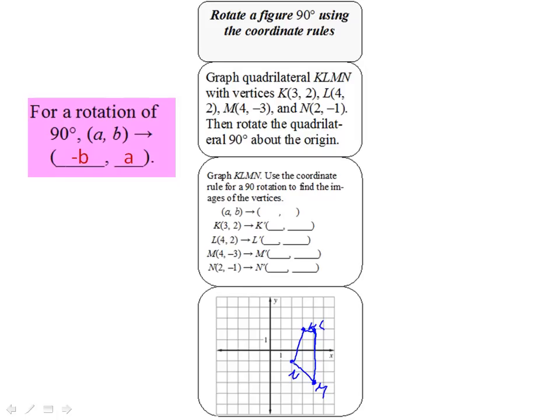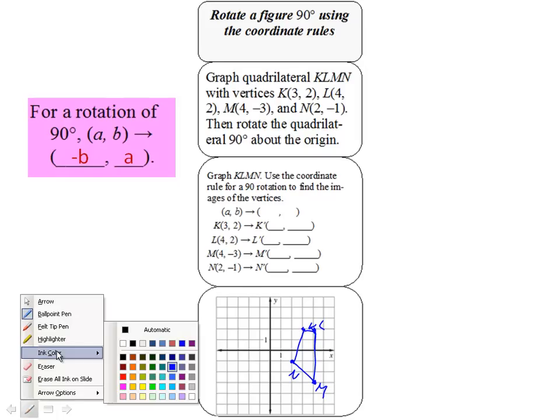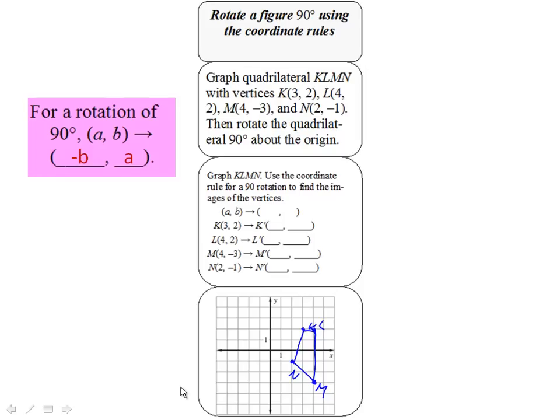Now, let's fill in our new ordered pairs using the rule here. The rule is we're going to do the opposite of B, and then we're going to do A. So let's fill in all our A's in the second spot. The A for K is 3, so that's going to go here. The A for L is 4, it's going to go here. The A for M is 4, it'll go here. And the A for N is 2, it'll go here.